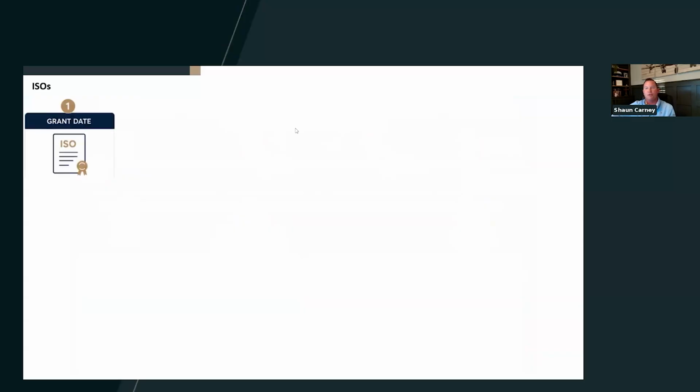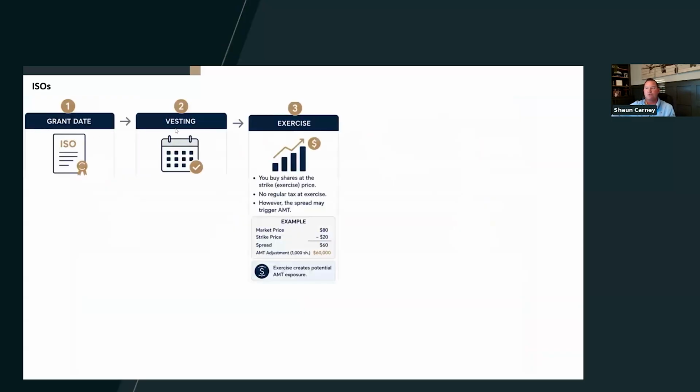Right now, let's go to incentive stock options. These are a little bit different, but a lot of the same terminology. Again, I get a grant date. I go through my vesting schedule. I have an exercise opportunity.